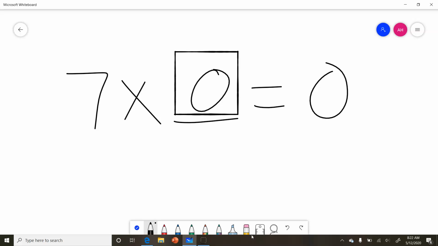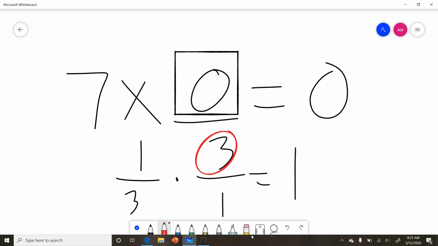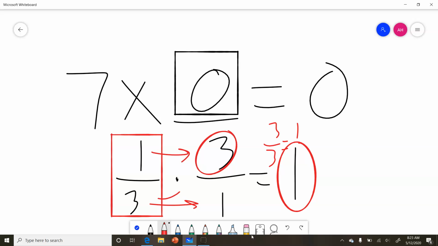Or if we had something that looked like this, 1 over 3 times something over 1 equals 1, the answer would be 3, because we would want this times this, which would be 3, this times this, which would also be 3, and 3 over 3 is 1, which is our final answer. So whenever something looks like this, it's just the inverse, right? The 3 goes to the top, the 1 goes to the bottom. So let me erase those arrows, do that again. So we have something like this, the 1 goes to the bottom, the 3 goes to the top.